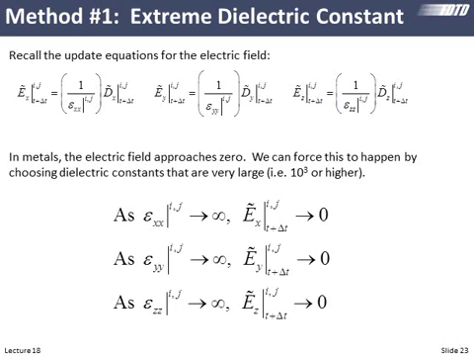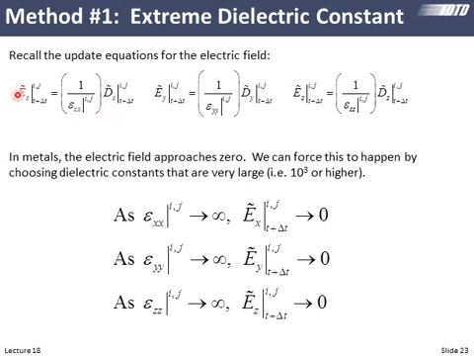So let's talk about the extreme dielectric constant. Let's look at our update equations for the electric fields. We see we have the electric field E is equal to the electric field D divided by the epsilon. So if we want to force our electric fields E to be 0, we will just make our dielectric constant something ridiculously large, like 100,000 or 1,000,000.